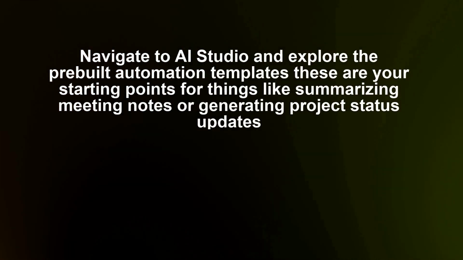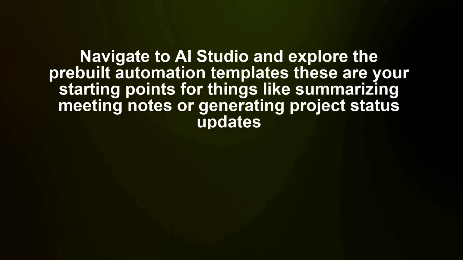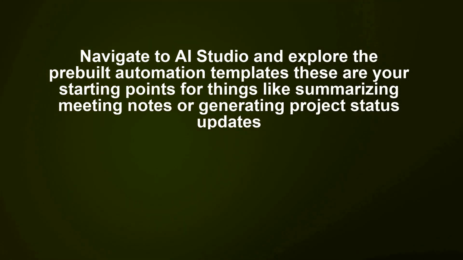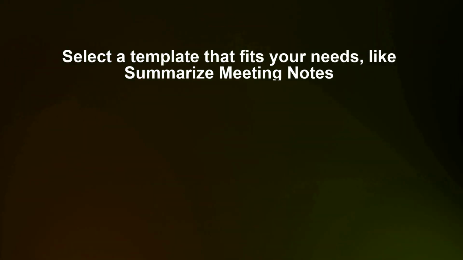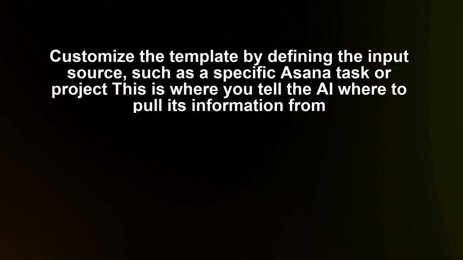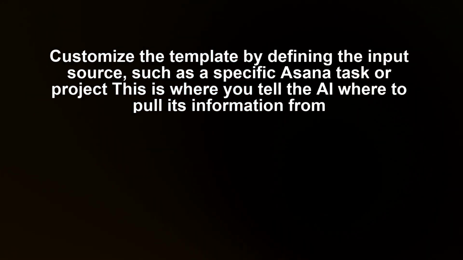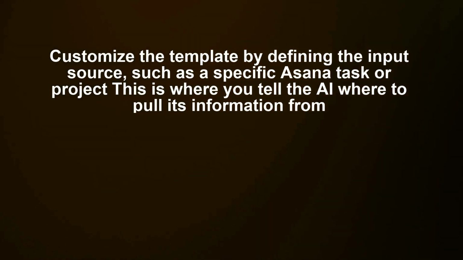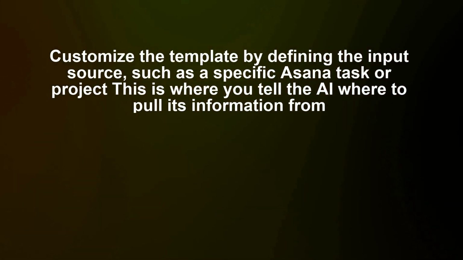These are your starting points for things like summarizing meeting notes or generating project status updates. Select a template that fits your needs, like summarize meeting notes. Customize the template by defining the input source, such as a specific Asana task or project. This is where you tell the AI where to pull its information from.